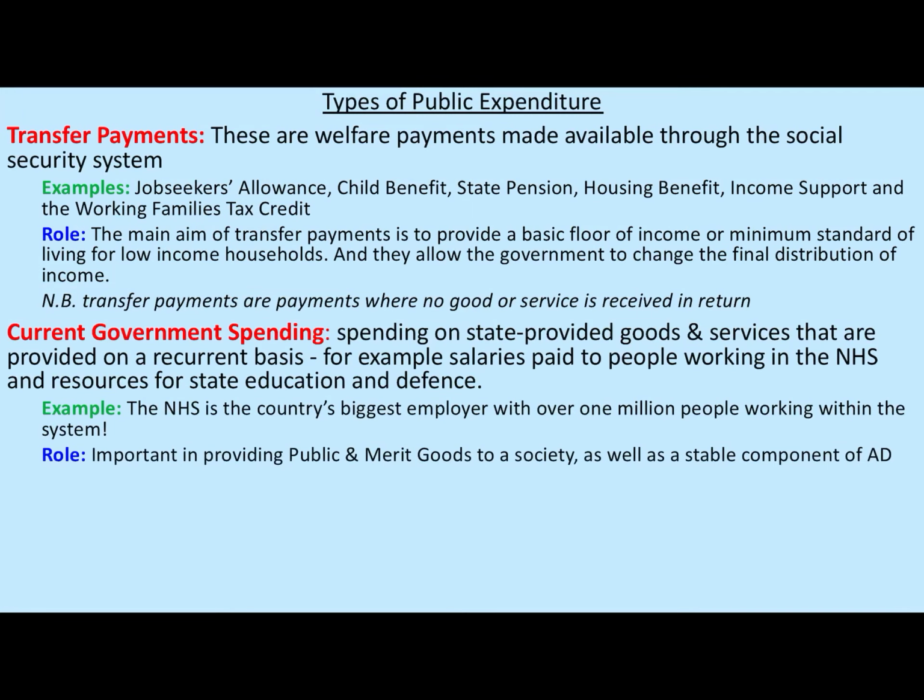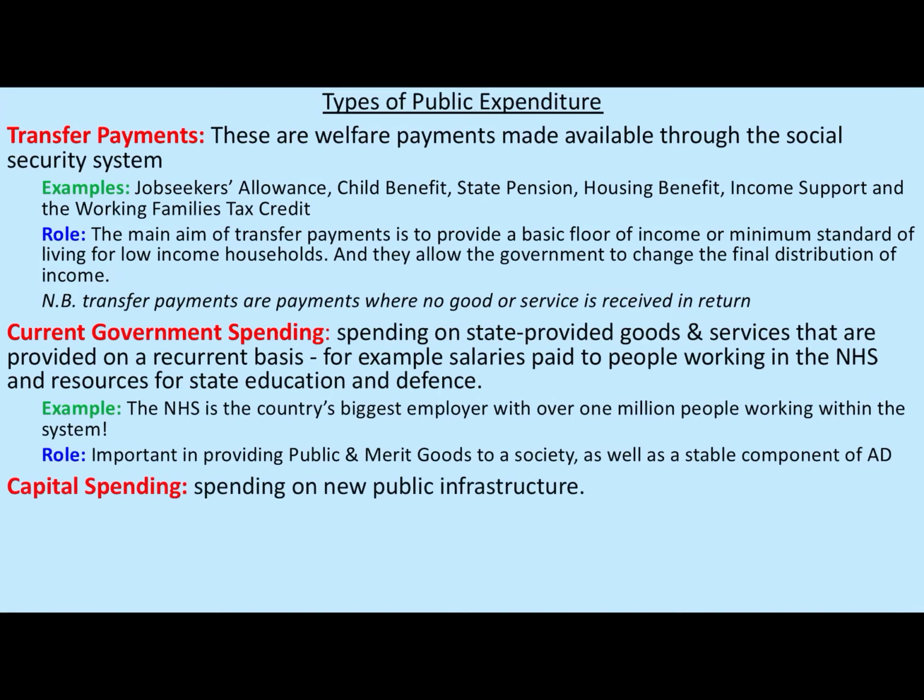The role of current government spending is to provide public and merit goods to society, and they also constitute a stable component of our aggregate demand. Pretty stable at all times, the government spending on healthcare, education and defence, for example.